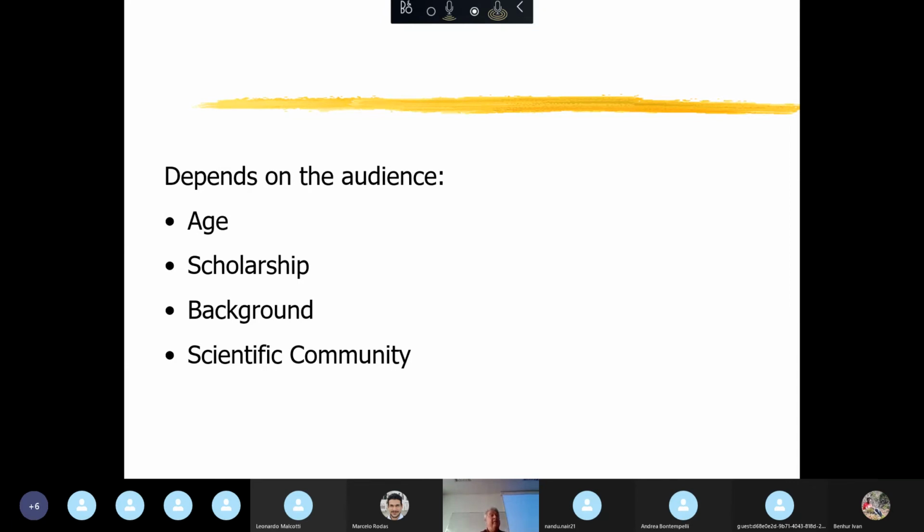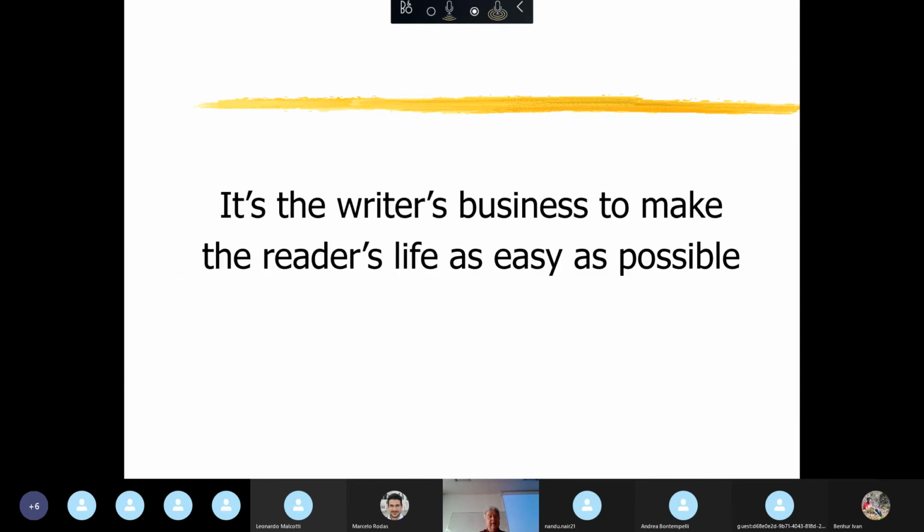Depends on the scholarship, how broad your broad is. Depends on background, which are the tools you have, and ultimately depends on the scientific community, right? So this issue of the audience is fundamental. And let me just say something that I already told you many times. It is a writer's business to make the reader's life as easy as possible, all right? If the reader does not understand, it is your problem. It is not his problem or her problem, okay? So this is why we are discussing all of this.